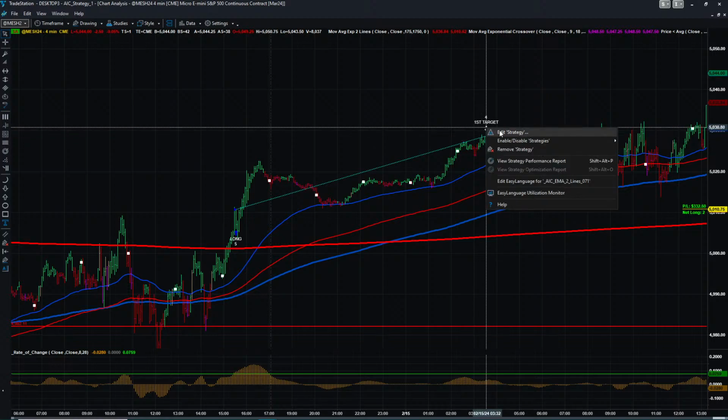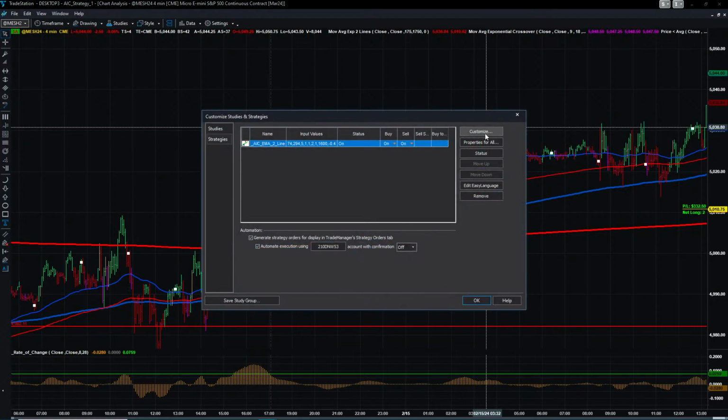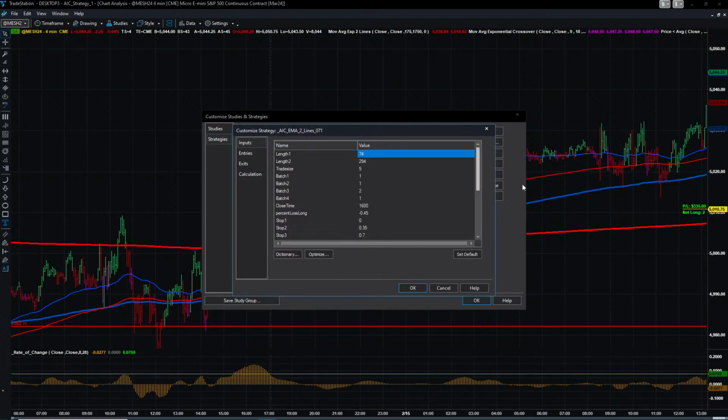If you right-click on the strategy, edit strategy, let me show you, customize here. All right, my first target is 0.35%. So at 0.35% of the price, if the price moves up by 0.35, I sell one contract, just one mini contract, right? And the remaining 4 are still in the trade.